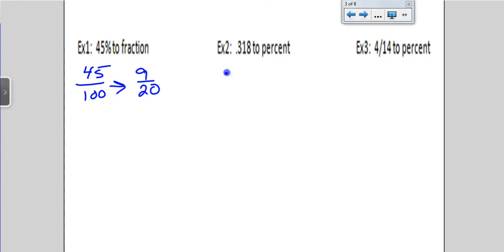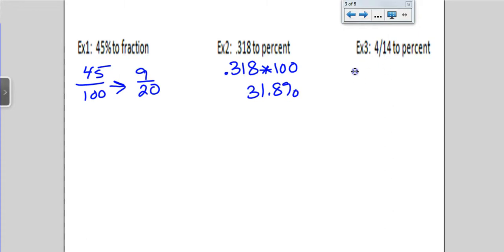0.318, change it to a percent. Now this time, instead of moving it back 2 spaces, I'm going to move it to the right 2 spaces, which is the same thing as multiplying it by 100. So we end up with 31.8%. And then 4/14ths, change to a percent.